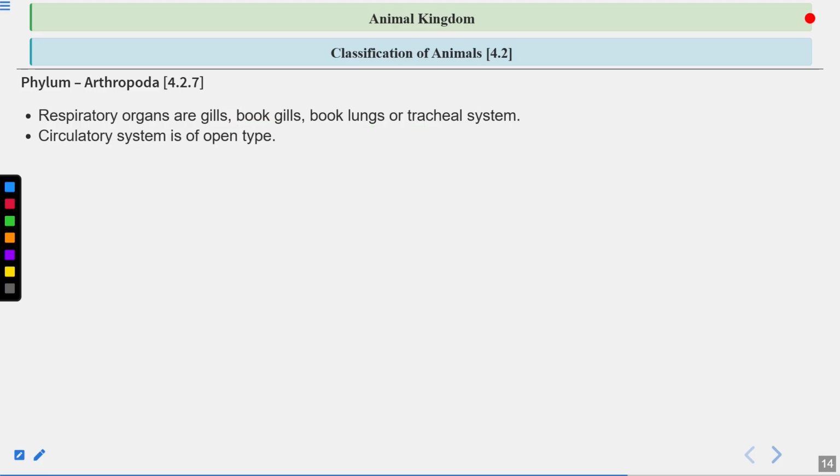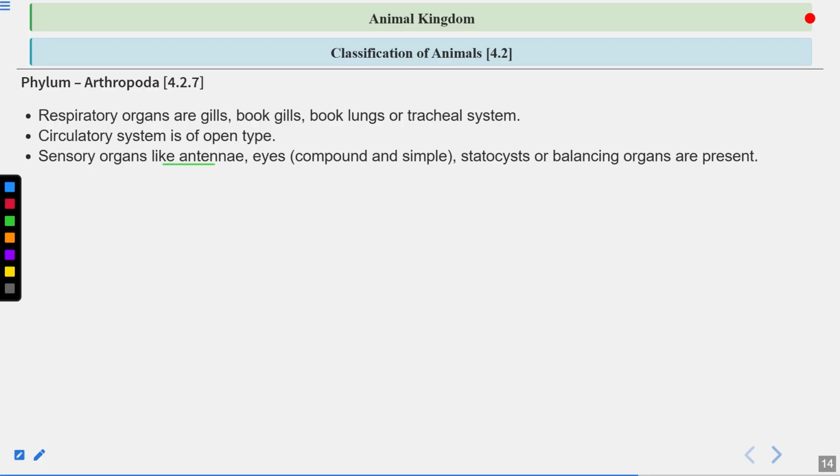The circulatory system is of open type. Now here you see, in the very last phylum, Annelida, the circulatory system is of closed type. That is the advanced feature. Arthropoda is more advanced than Annelida, but still the circulatory system here is open type. It means from the heart, the blood is pumped directly all over to the cells and tissue.